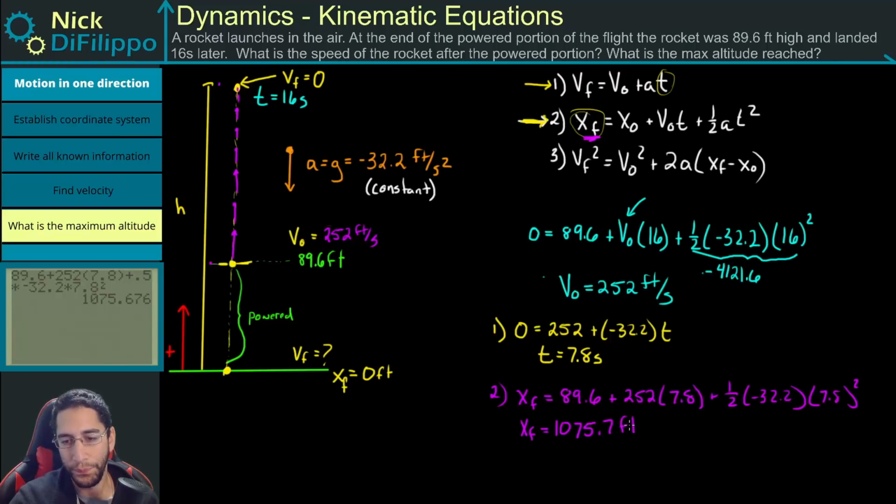So our final height is 1,075.7 feet. So now you know how to work a problem that's motion in one direction when gravity is the acceleration that is acting on the particle. And since gravity is constant, we are allowed to use our kinematic equations of motion.